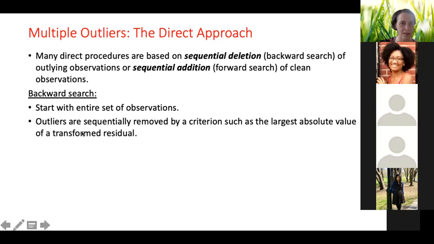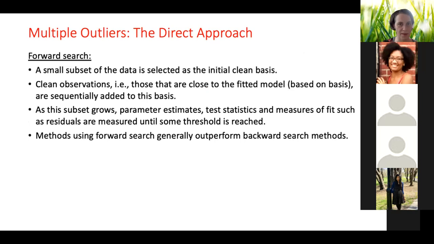So again, the backward search starts with the entire set of observations, and then it removes outliers one by one, and it uses certain criteria, like the largest absolute value of the residuals, or a transformed residual. And the forward search does the opposite thing. It starts with a small subset of the data that is selected as the initial clean basis. And then the model is fitted based on these clean observations. And then more data points are added to the model.